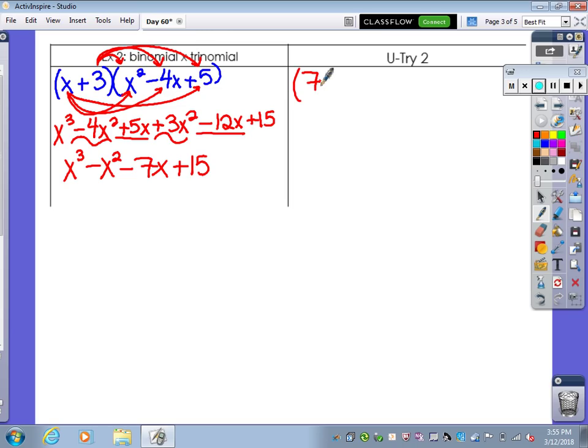Okay, you try 2. If you're ever given the trinomial first, I think the easiest thing to do is to put the binomial first, because it's less distributing and less room for error.